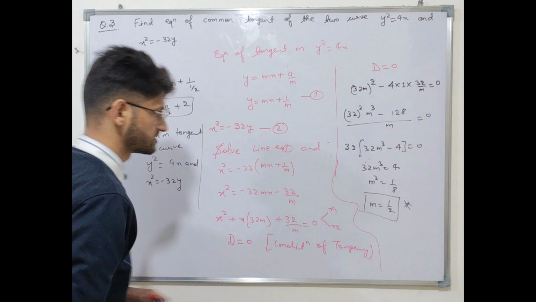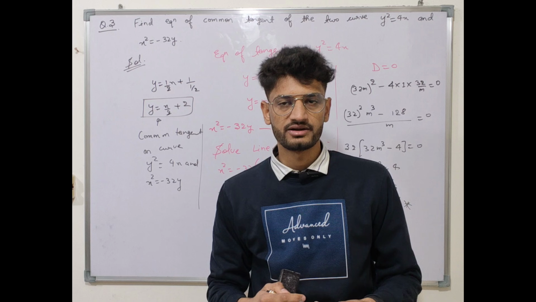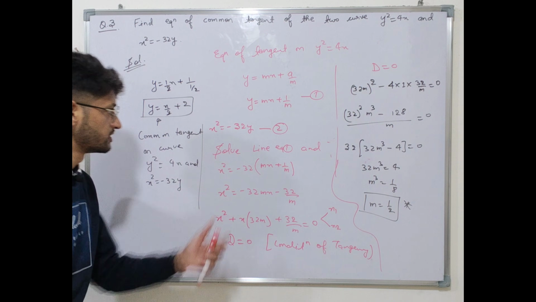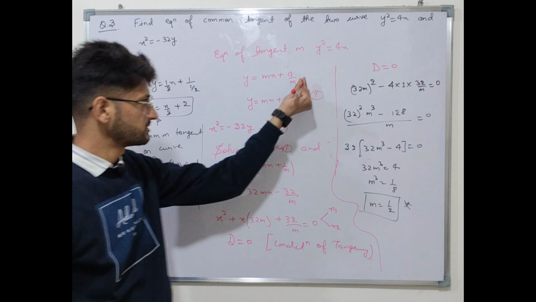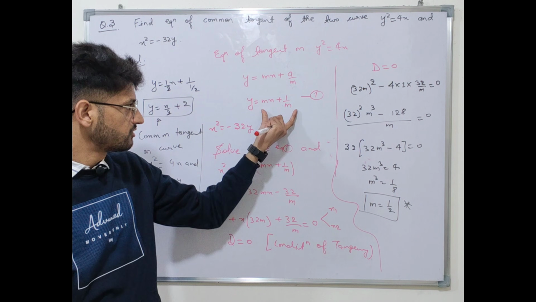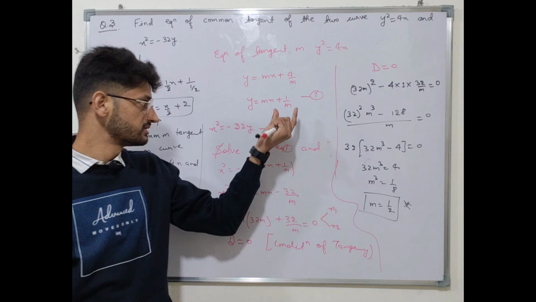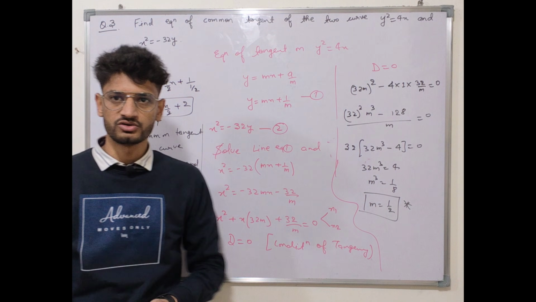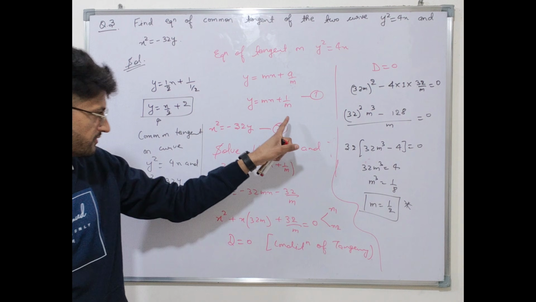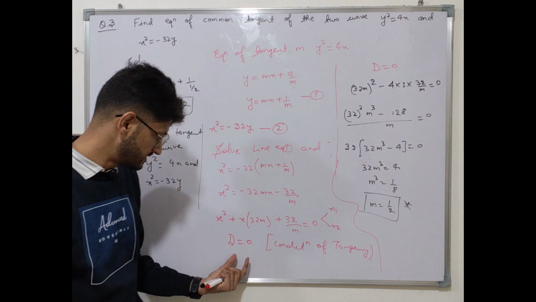So what we have done in this question: we have written the equation of tangent for the parabola y square equals to 4x, because that we are aware about. We have derived the equation for that. So we have written y equals to mx plus a upon m. The value of a is 1 in case of y square equals to 4x, right? So from here we got this equation as the equation of tangent, and we have solved this equation with the parabola x square equals to minus 32y, because we need to make this a common tangent for both the curves. Once we solve the line and parabola, we write the condition of tangency. We know that D is equal to 0.